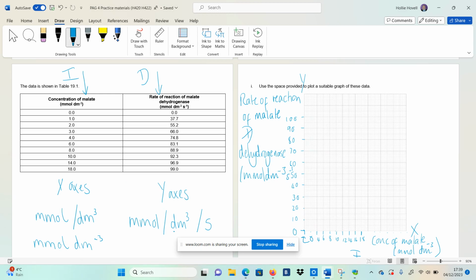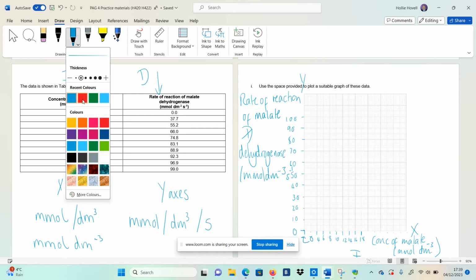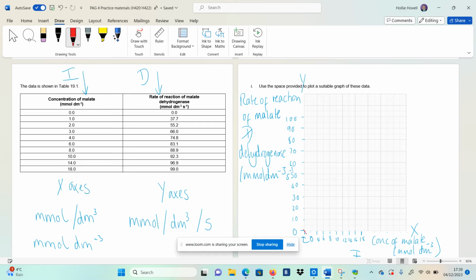So the first one was 0, 0. Let's change colour, so it's a little bit clearer. Please plot with X's, not with little circles, not with little dots, not with blobs. Please plot with X's because it's easier for the examiner to see exactly where you mean the plot to be, where the middle of the X is. So then at 1, it was 37.7. So 1 would have been in there.